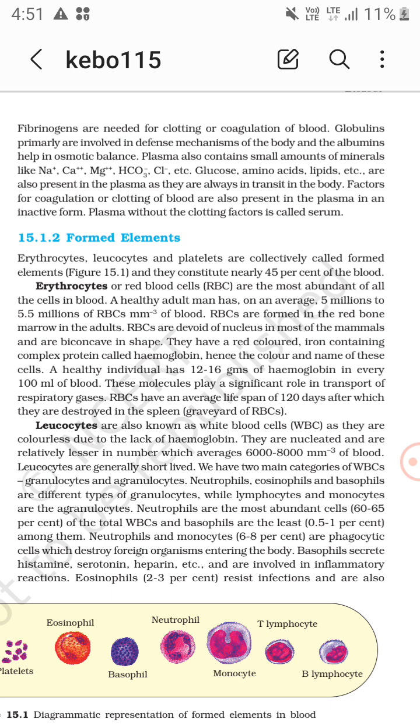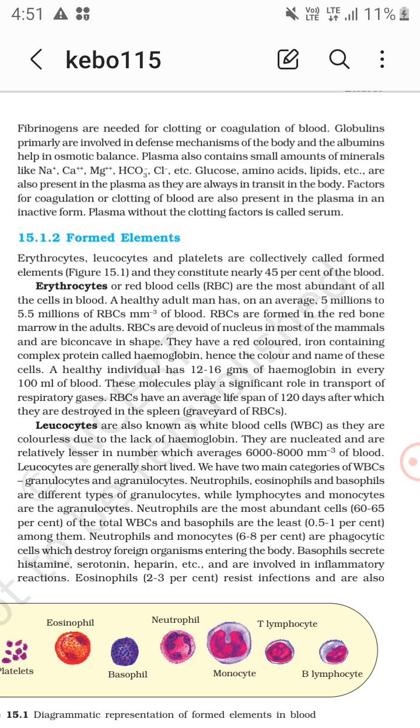Leukocytes are also known as white blood cells, that is WBCs, as they are colorless due to the lack of hemoglobin. They are nucleated and are relatively lesser in number, which averages 6,000 to 8,000 per cubic millimeter of blood. Leukocytes are generally short-lived. We have two main categories of WBCs: granulocytes and agranulocytes. Neutrophils, eosinophils and basophils are the different types of granulocytes, while lymphocytes and monocytes are the agranulocytes.